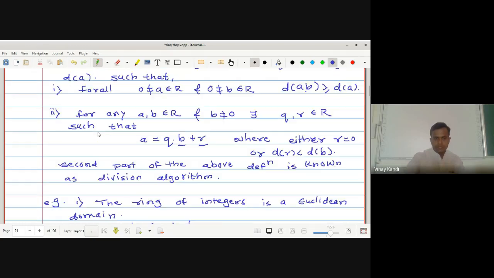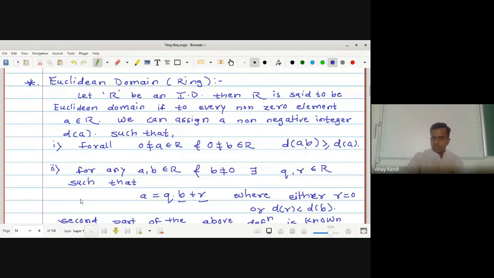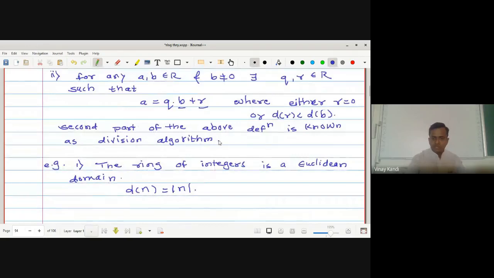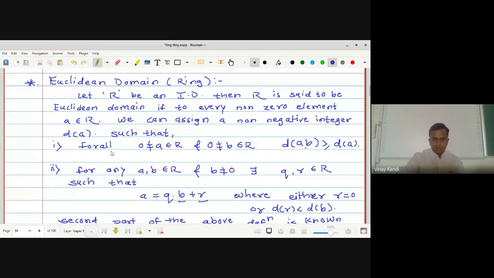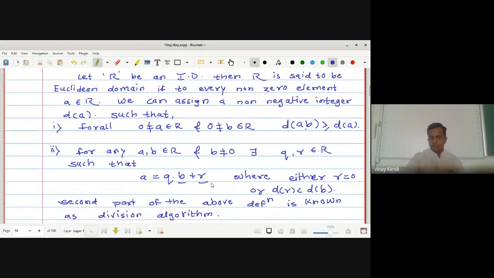Now look at here. See whether it satisfies the two conditions. Is the ring of integers a Euclidean domain? Is Z an integral domain? Yes. It is a ring without zero divisors, hence Z is an integral domain. And for the first condition, for a non-zero element a belonging to R, we can assign a non-negative integer d(a) such that these two conditions hold. What are the two conditions? For non-zero elements a and b belonging to R, we have d(ab) greater than or equal to d(a), and the division algorithm, the second condition.